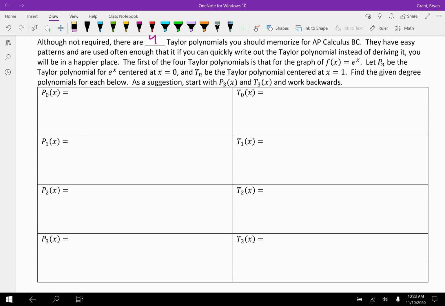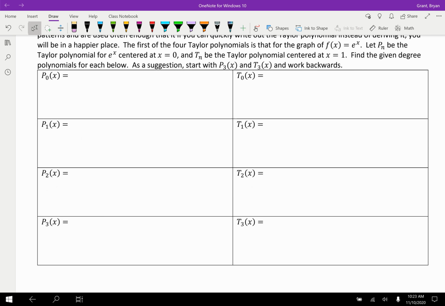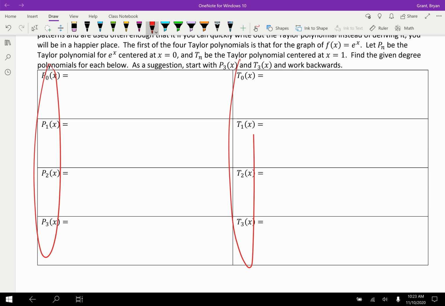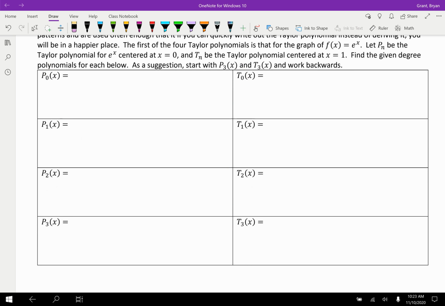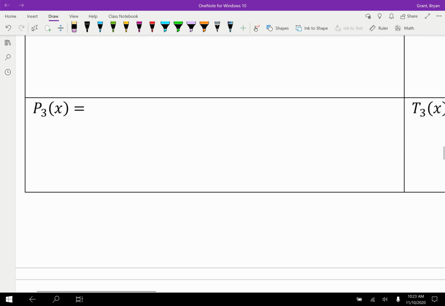Now, I'm actually going to have you also write the Taylor polynomial centered at x equals 1 so we can compare the two and talk about which one we'd like to work with. But notice that they actually ask you to write 4 Taylor polynomials down here and 4 more over here, which could be a little obnoxious. So let's just start with the most complicated one, because as you'll see, working backwards is going to be really easy. So p sub 3 of x, this is our Taylor polynomial of e to the x centered at x equals 0. So what does this look like?